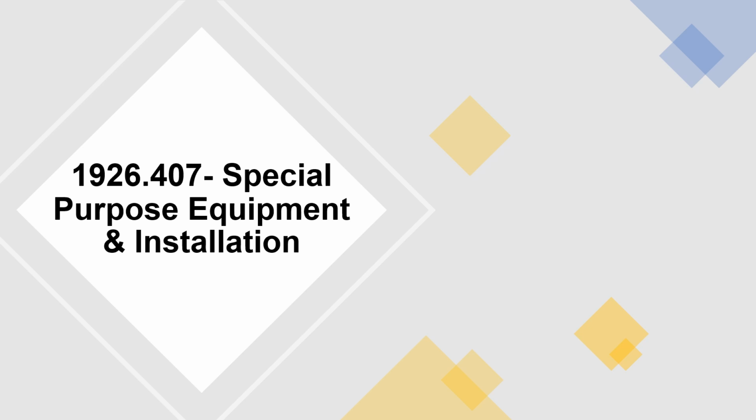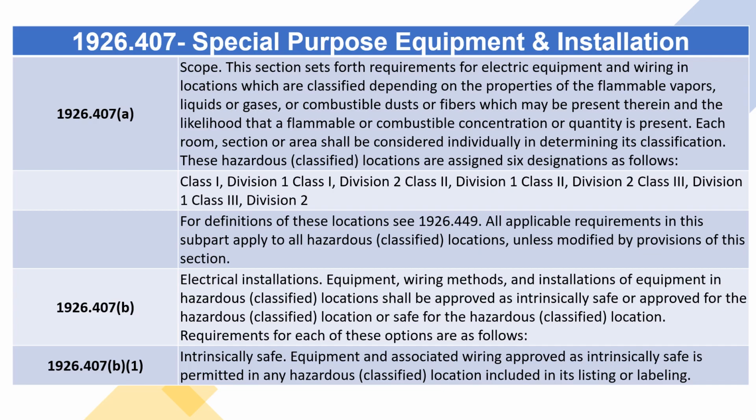1926.407 Special purpose equipment and installation. 1926.407 A. Scope. This section sets forth requirements for electric equipment and wiring in locations which are classified depending on the properties of the flammable vapors, liquids or gases, or combustible dusts or fibers which may be present therein and the likelihood that a flammable or combustible concentration or quantity is present. Each room, section or area shall be considered individually in determining its classification.